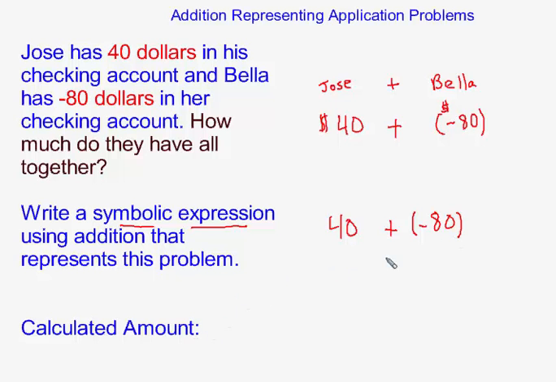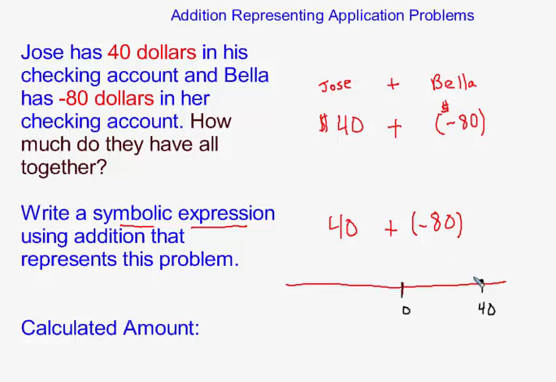To calculate the amount, you could use a real number line. Let's say this is 0. 40 would be 40 units to the right of 0 because it's positive. And because we're adding, I'm going to use the model, the real number line, where you move either left or right. The fact that we're adding a negative means we're going to move 80 units to the left.